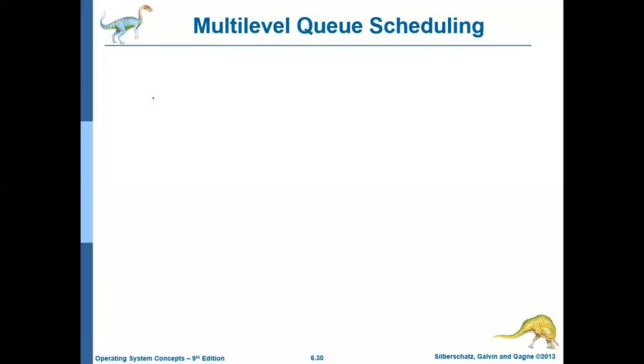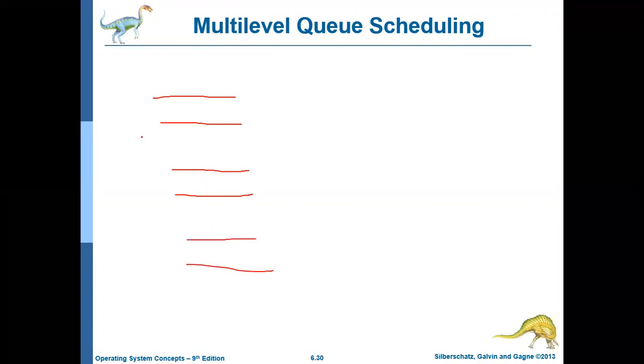So here there will not be one ready queue. The ready queue will be split into multiple queues, and the processes or the jobs will be allocated to different queues by the operating system depending on the memory size required by the process, the priority level of the process, or the process type. So what is process type?